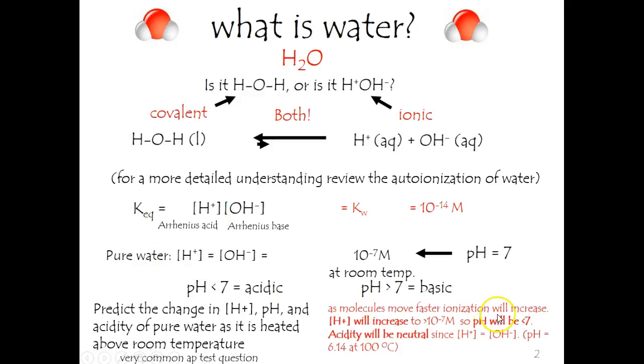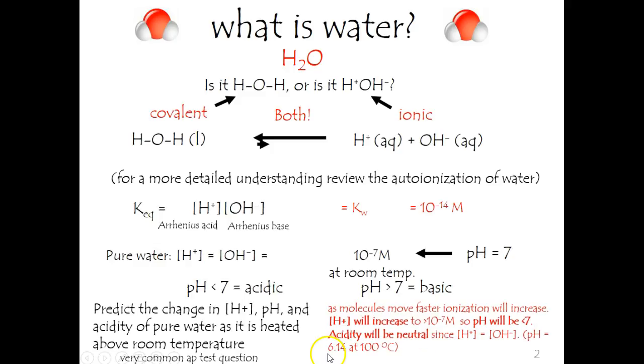So they move faster. Ionization increases. Hydrogen ion concentration increases. Well, so does hydroxide, but let's ignore that for now. So the pH will be less than 7. Of course, this will still be a neutral solution because the hydroxide ion concentration will also be higher. And they will call that the pOH.